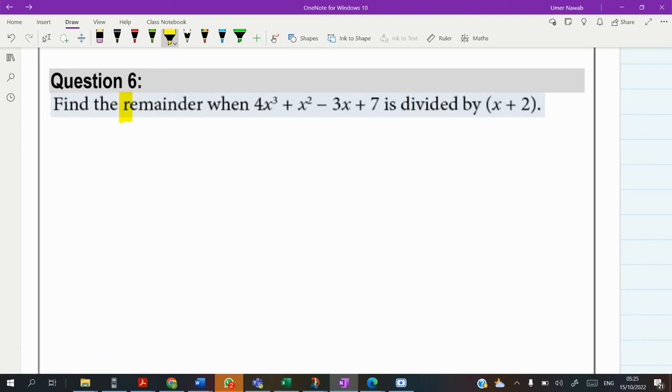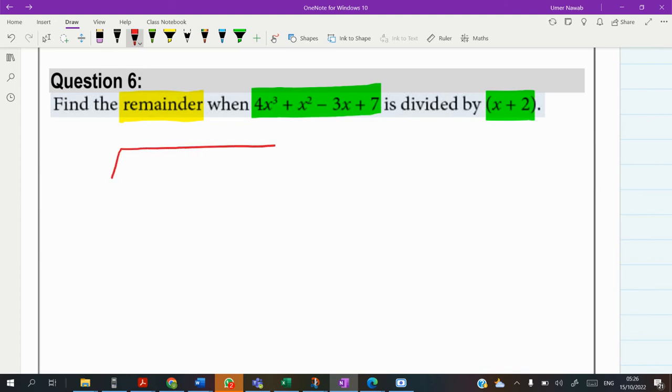Question number 6. It says find the remainder, and in this case, the cubic polynomial is divided by x plus 2. Both methods are in our hand. Either we go for long division or we can use the remainder theorem. Let me do long division just to give you practice on long division one more time.